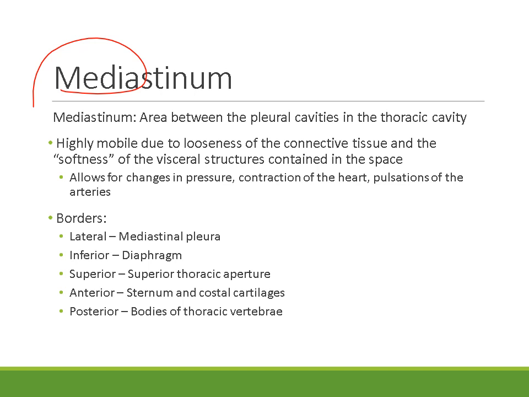In general, the mediastinum is a highly mobile area because of the looseness of the connective tissue that fills it and the softness or pliability of the organs contained in that space. There are a lot of structures passing through the mediastinum, a lot of the large, great vessels and nerves and lymphatic tissue. So it's not filled with just one highly structural organ. This is important because this allows for changes in pressure that occur during respiration.